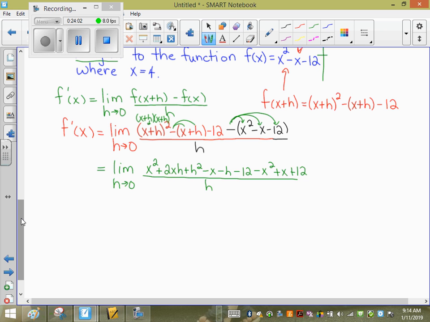Our next step is to cancel, and everything needs to go the way that doesn't have a what in it? An h. So x squared, negative x squared. Negative x, positive x. Negative 12, positive 12. All the rest of the terms we have left have what in them? An h, which makes us happy because we didn't mess up. So now it equals the limit as h goes to 0 of h squared minus h plus 2xh. They can go in any order. I'm just writing them that way. But they can literally be written in any order and you wouldn't be wrong.